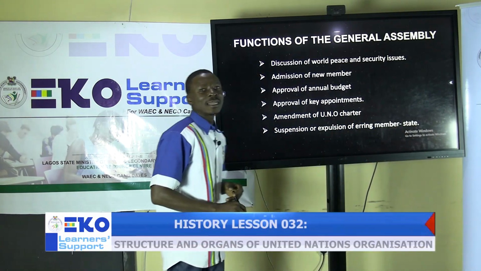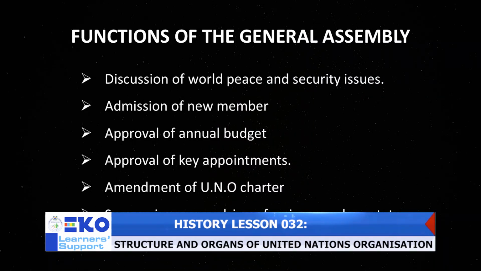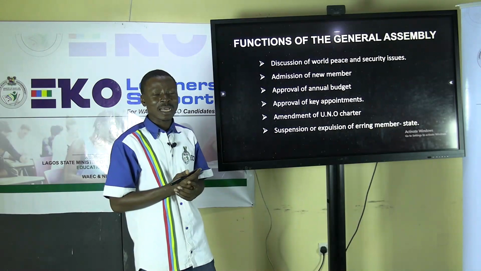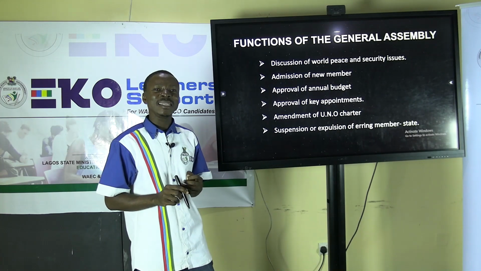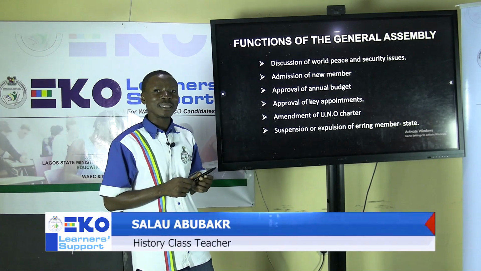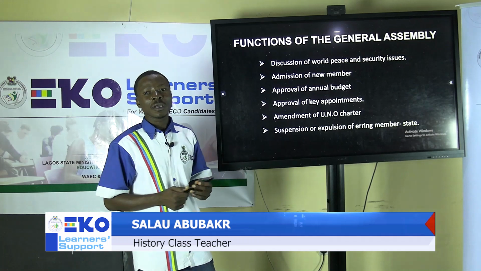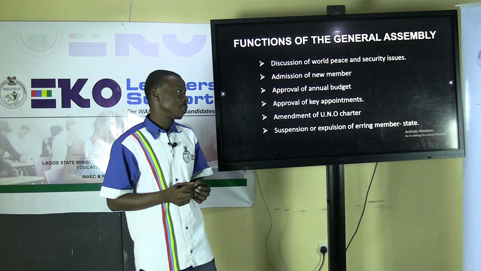Now we'll be examining the functions of the General Assembly. The first function of the General Assembly is discussion of world peace and security. They discuss issues that are relevant to the maintenance of world peace and security, and if any event happens that threatens it, they also try to look into how the issue or event can be curtailed or resolved.